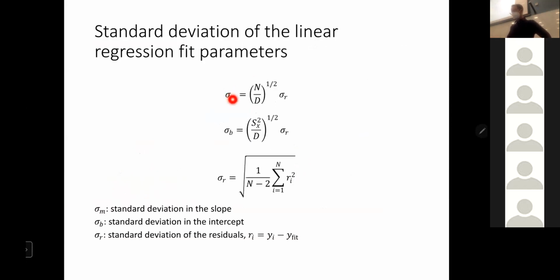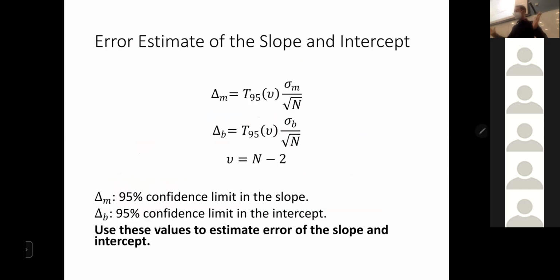And this is how you calculate the standard deviation in the slope and intercept, but the value that you actually want to report is a 95% confidence interval. And the formulas for the 95% confidence intervals are given here. For the slope, you use the student t factor times the standard deviation in the slope divided by root n. For the intercept, the formula looks similar, but you use sigma sub b. And the degrees of freedom that you want to use when you look up this t factor is n-2 when you're doing a linear fit. Okay, any questions?